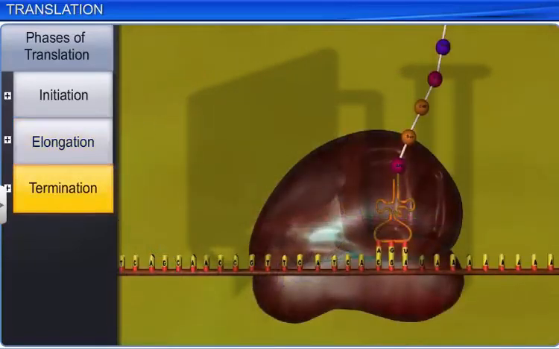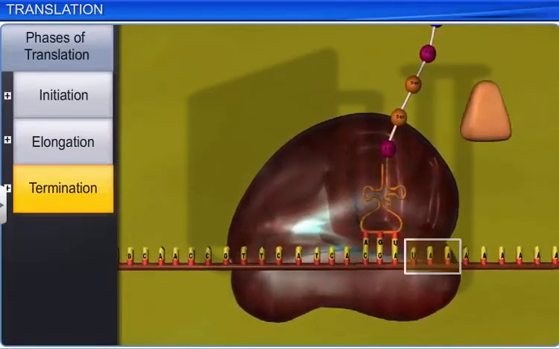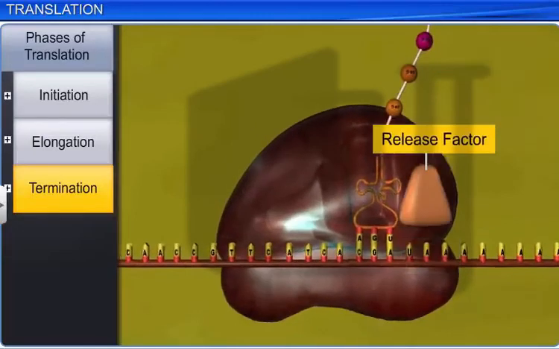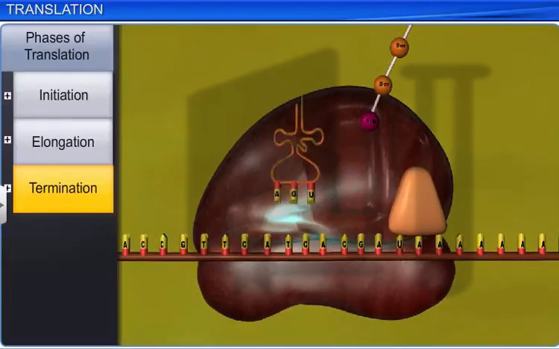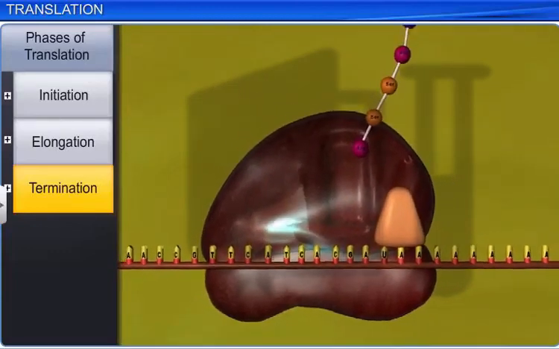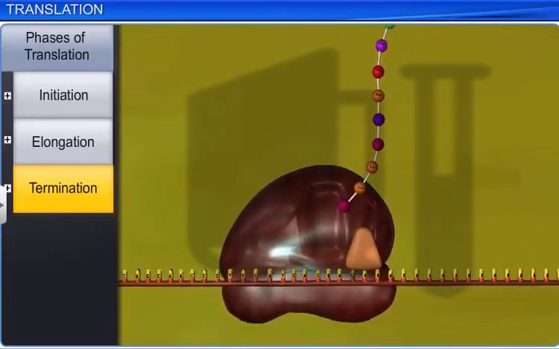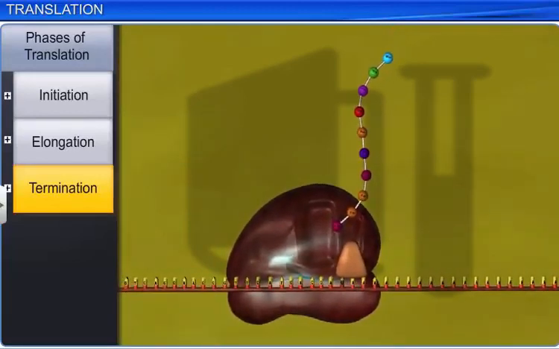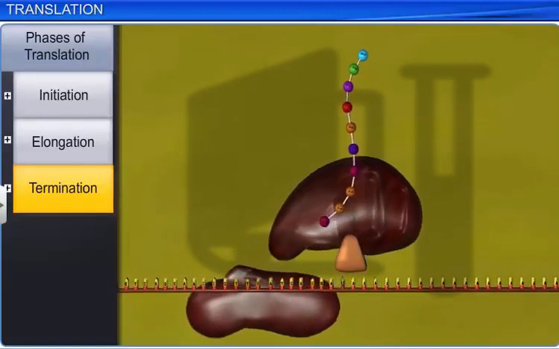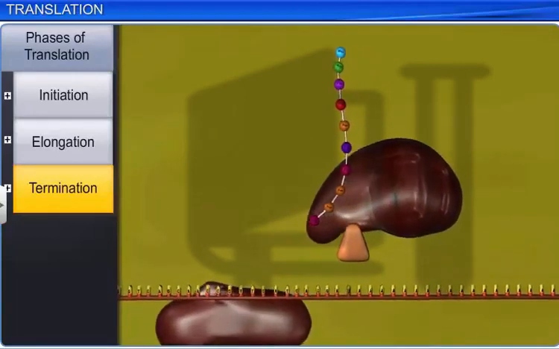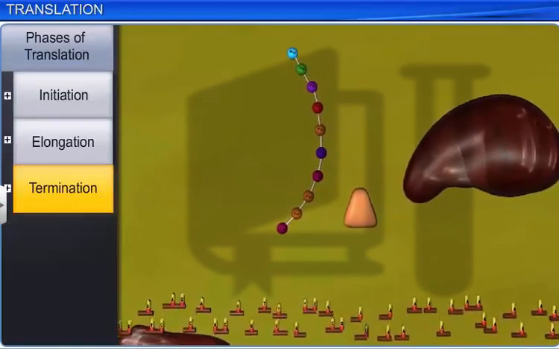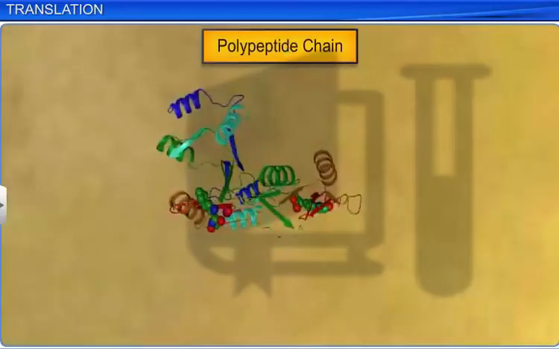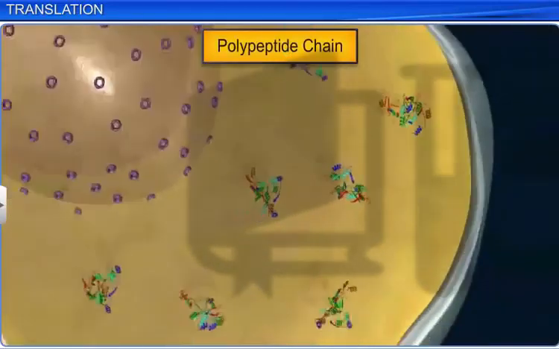On reaching the stop codon, UAA, a release factor or RF binds to it, terminating the translation and releasing the polypeptide chain from the ribosome into the cytoplasm. After the termination, the small and large subunits of the ribosome dissociate and the mRNA degenerates. The polypeptide chain is therefore an end product of the translation process that takes place in the cytoplasm.